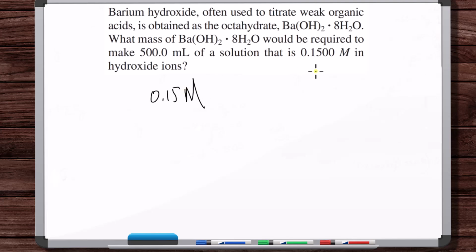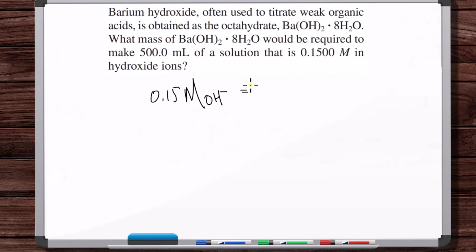It's really important when you're specifying a concentration to be specific about the concentration of what. They're not saying that this 0.15 molarity is the molarity of the barium hydroxide octahydrate. They're saying the concentration of OH minus ions in the solution. If you're going to have this concentration of hydroxide ions, and they're telling us the final volume of the solution, then what does that correspond to in terms of the amount of barium hydroxide octahydrate dissolved?